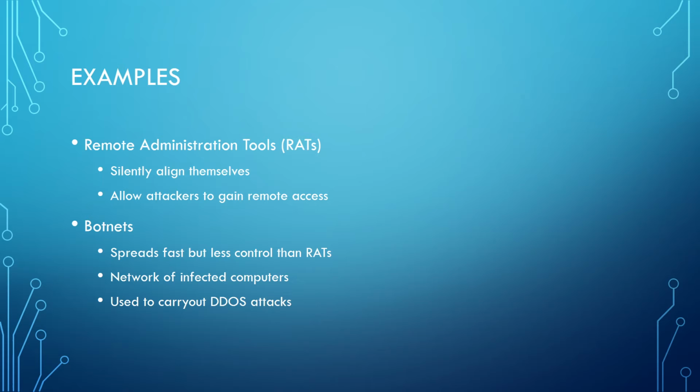Another example are botnets. They have RAT-like behavior, but they spread a lot faster, and the programmer has a lot less control on how they spread. Botnets are typically networks of infected computers, and they can get very, very large. One of the major uses for botnets is actually to carry out DDoS attacks, which we talked about in class. Botnets allow a network of computers to do the bidding of the programmer. And now that we have protection against DDoS attacks, it's the only way to carry one out.